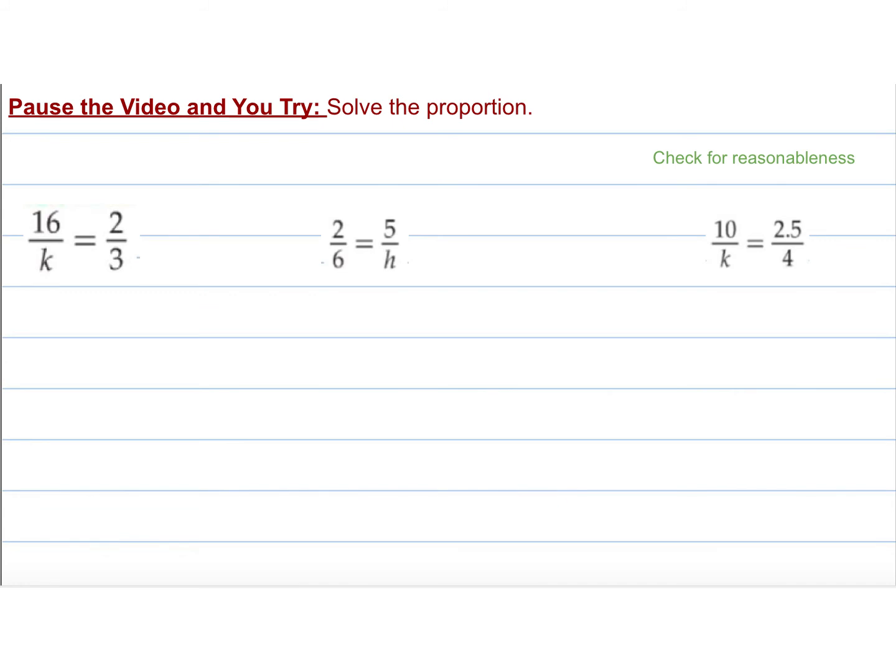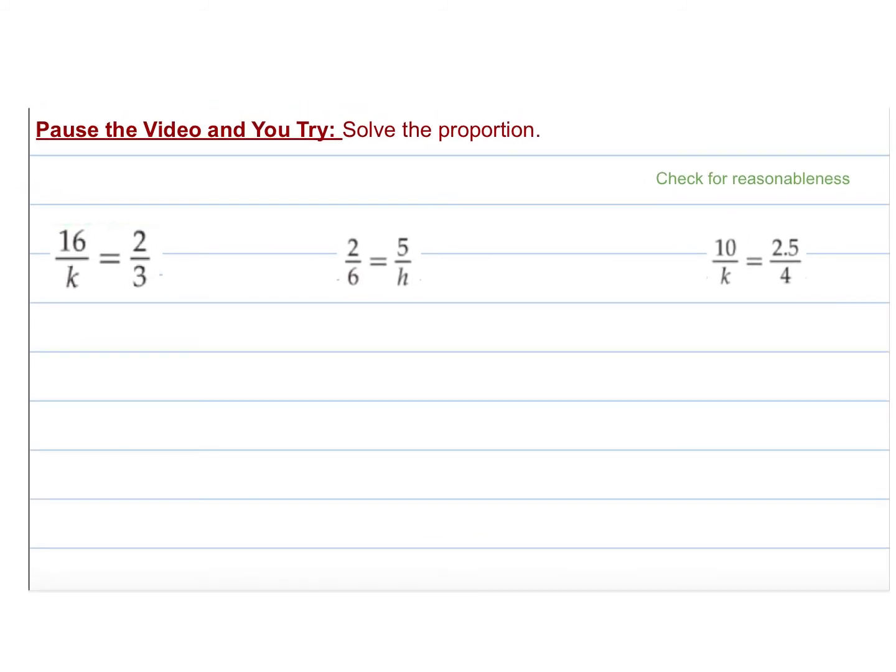So the first one, 16 over k equals 2 over 3. This is one where you could use mental math. So looking from here to here, well, I'm multiplying by 8. So I could also multiply the bottom times 8. 3 times 8 is 24, so k should equal 24. But I also am going to use the cross products to solve this one too.